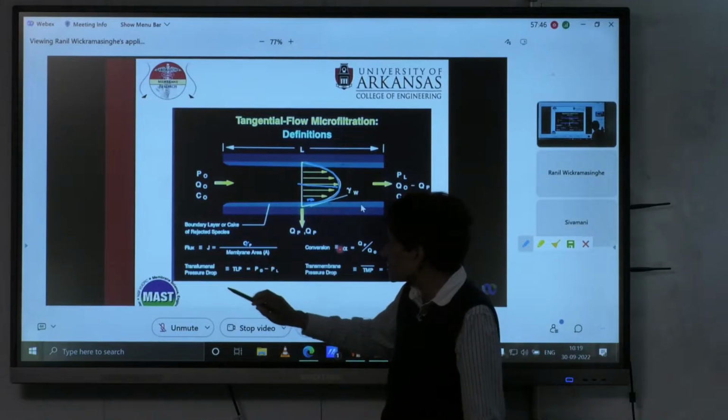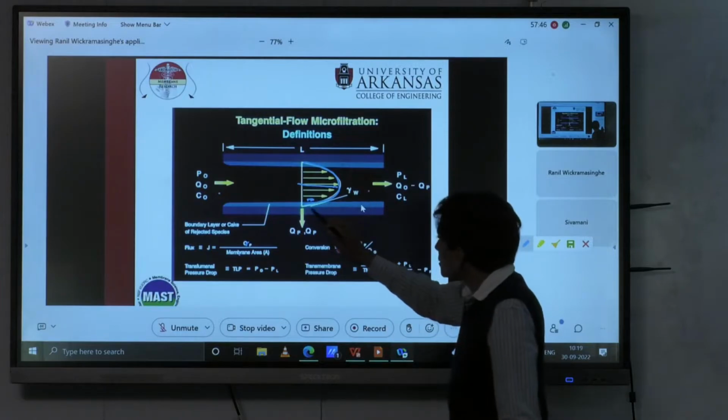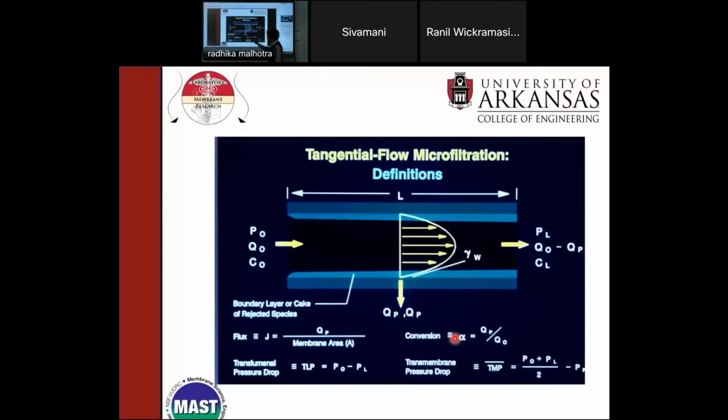And so that's what's meant by laminar flow, and with it, we still have flux, which is the volumetric flow rate divided by membrane surface area. Transluminal pressure drop is P0 minus PL. Wall shear rate is the shear rate at the wall. Transmembrane pressure, these are definitions we've talked about.